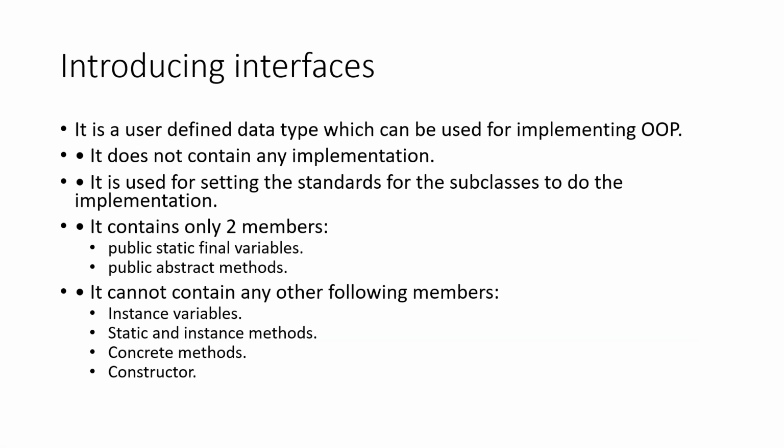An interface basically does not contain any implementation. It only contains a design. It's more of a standard. It is setting a standard for the subclasses to do the implementation. It contains only two kinds of members: public static final variables and public abstract methods. It cannot contain any of the others like instance variables, static methods, concrete methods, and constructors. It will contain only the signature. It is similar to an abstract class where you only define how the method should be.